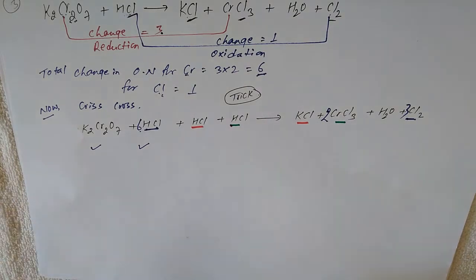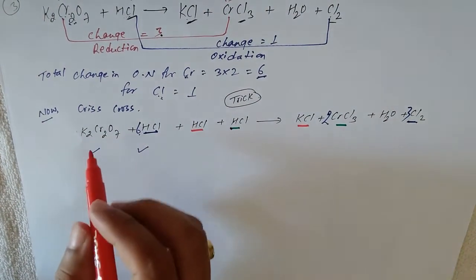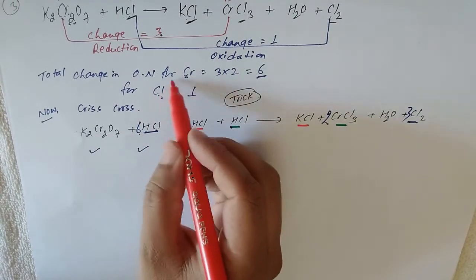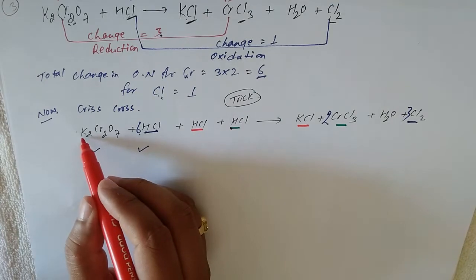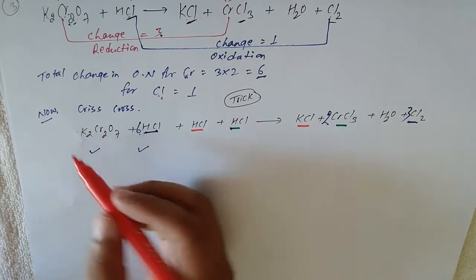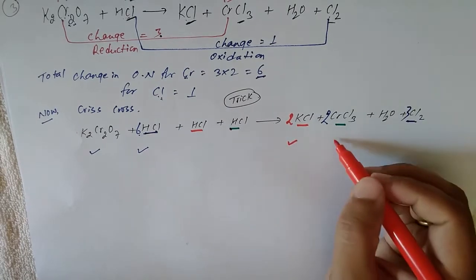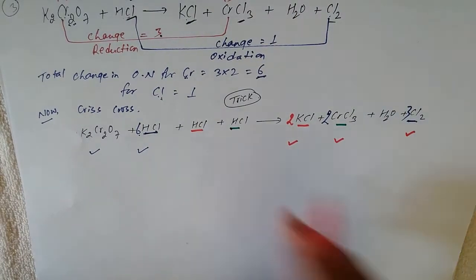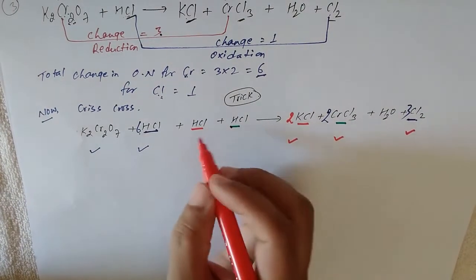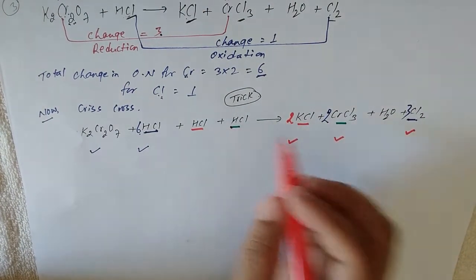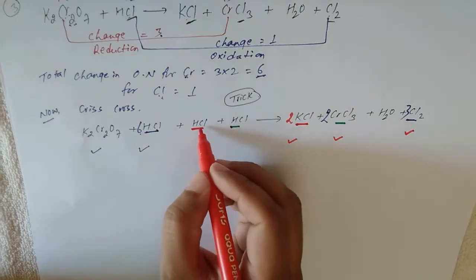After this, balance potassium because it is a metal. After balancing the atoms that change in oxidation, balance metals first. How many potassium here? 2, so we have to put 2 here. This is balanced, this is balanced, and this is balanced. Now for HCl, here this HCl balances this KCl. So here how many Cl?